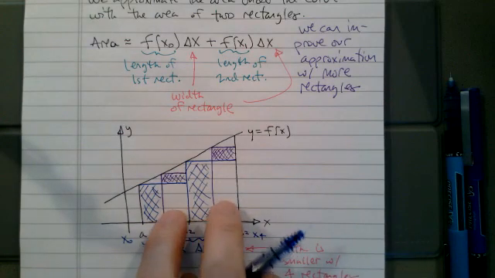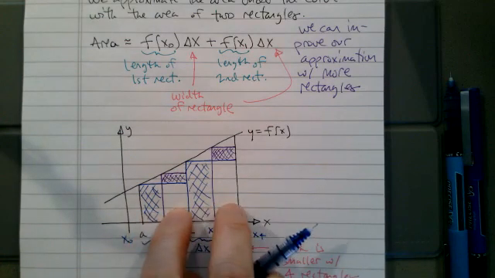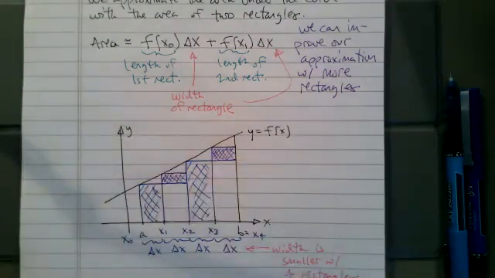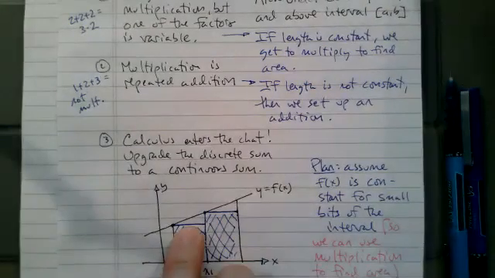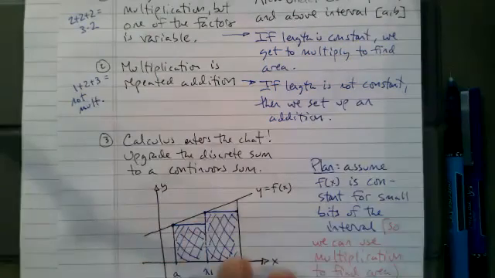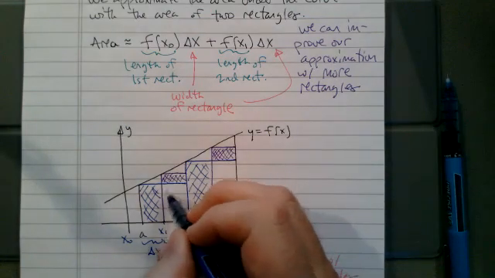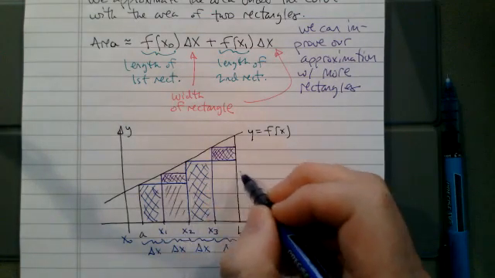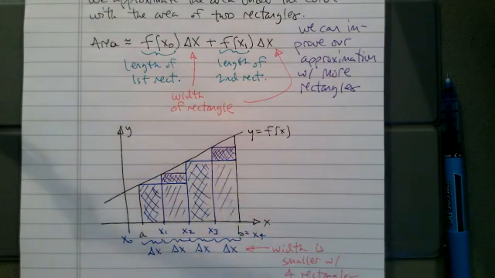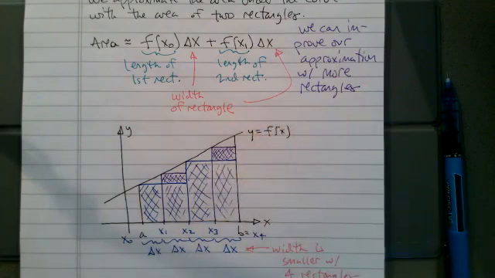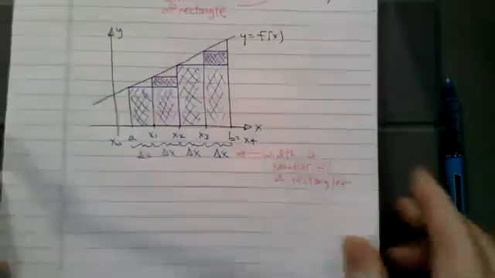But now, instead of just using these 2 rectangles all the way across, I'm going to use more rectangles. That chips away at the area. So I've made these rectangles smaller by putting another rectangle underneath them. So now I'm going to have 4 rectangles.